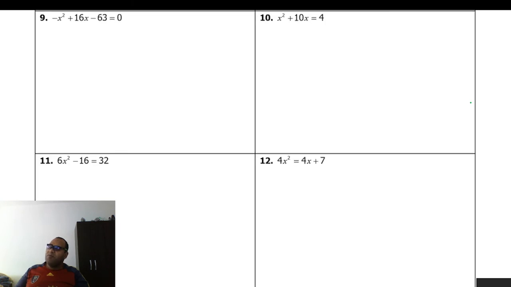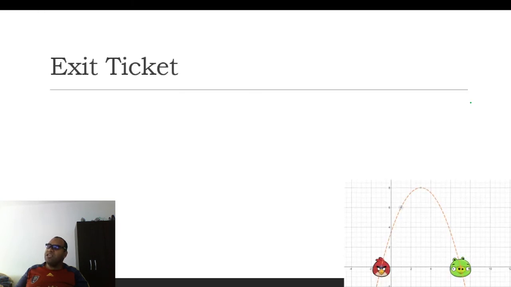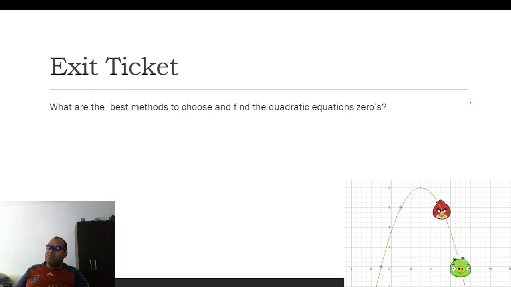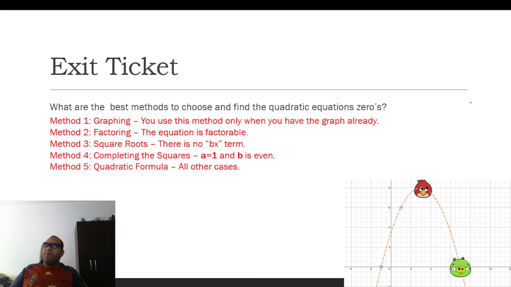Okay, we have some more problems here, but as a ticket, what are the best methods to choose to find the quadratic equation zeros? The graphing method we choose if we already have the graph. The factoring method, if it's factorable. The square root method, if there is no bx term. Completing the square, if a equals 1 and b is an even number. And the last one, the quadratic formula, for all other cases, okay?